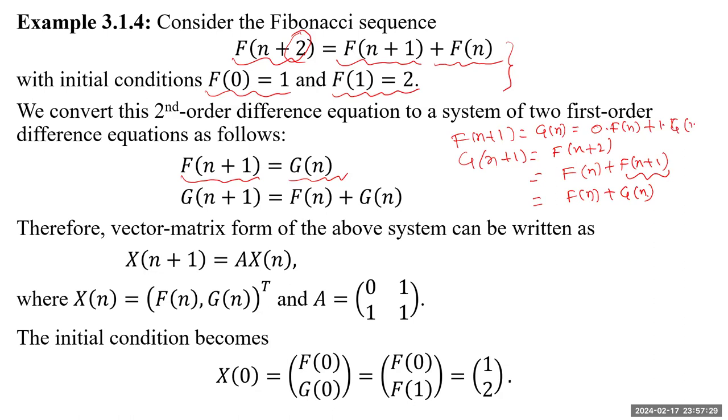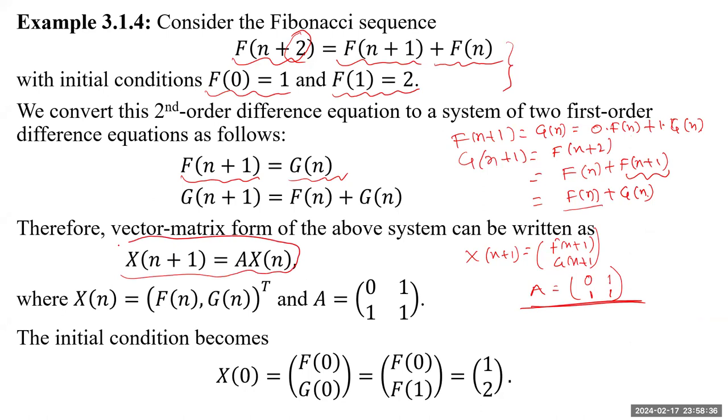So now I am going to convert it into vector matrix form. The left hand side I consider as x of n plus 1, which is f of n plus 1 and g of n plus 1. And on the right hand side we need to put the matrix: in the first equation, the coefficient of f of n is 0 and of g of n is 1, and in the second equation for g of n plus 1, the coefficient of f of n is 1 and of g of n is 1. Right? So this is our matrix A. This is the Fibonacci matrix, obtained based on the Fibonacci sequence.